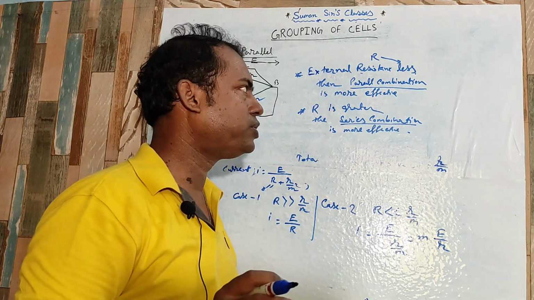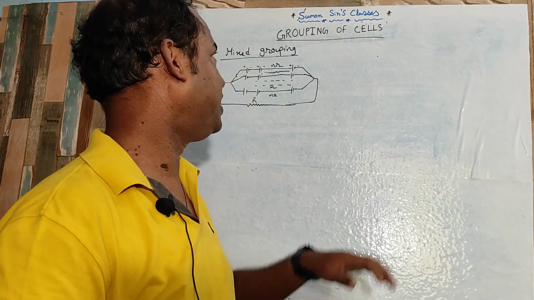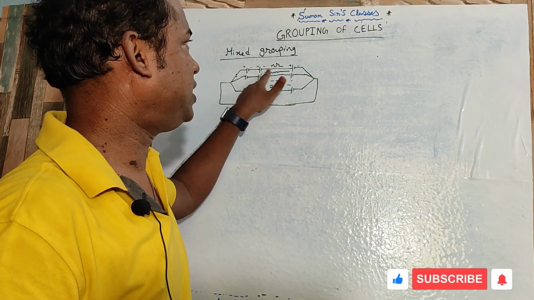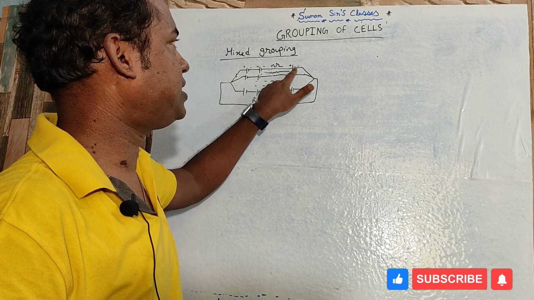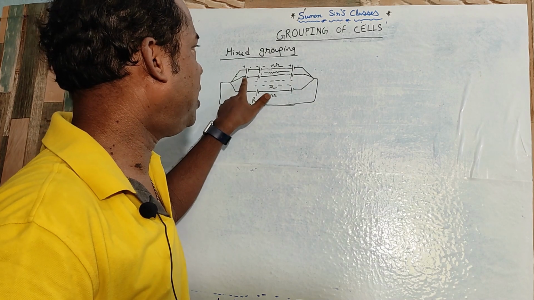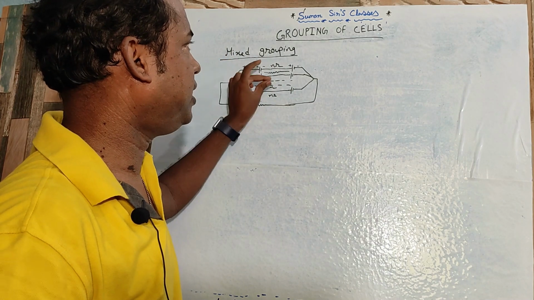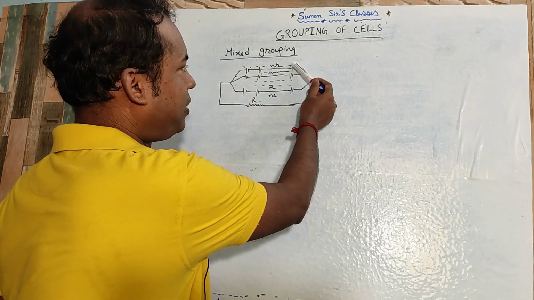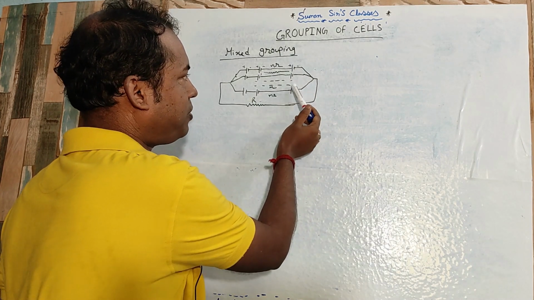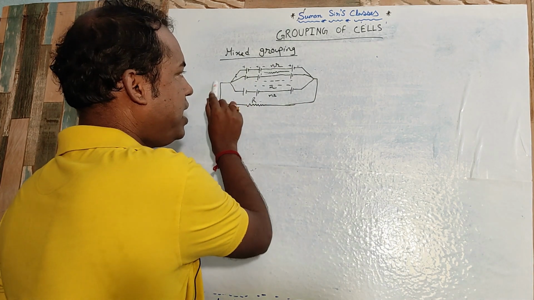Okay, so now we move to the next part, that is the mixed grouping of cells. Here, for the first line, n number of cells are connected in series, first, second, up to n number of cells. The second line also has n number of cells. In this way, n number of cells are continuously connected in series. The total number of rows is m, that is, a total of m lines are connected in parallel.